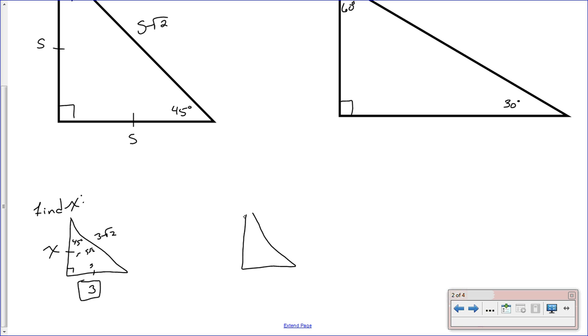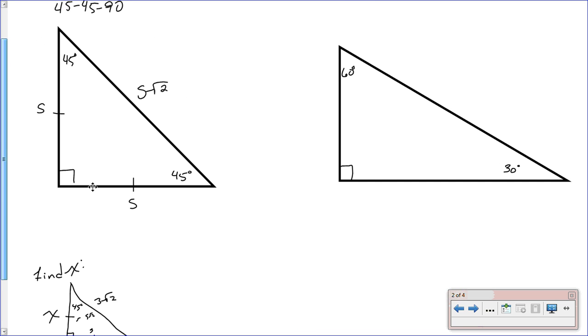whoops, that's terrible, right triangle. Let me try that again. And by trying that again, I mean I'm going to cheat and copy this over.